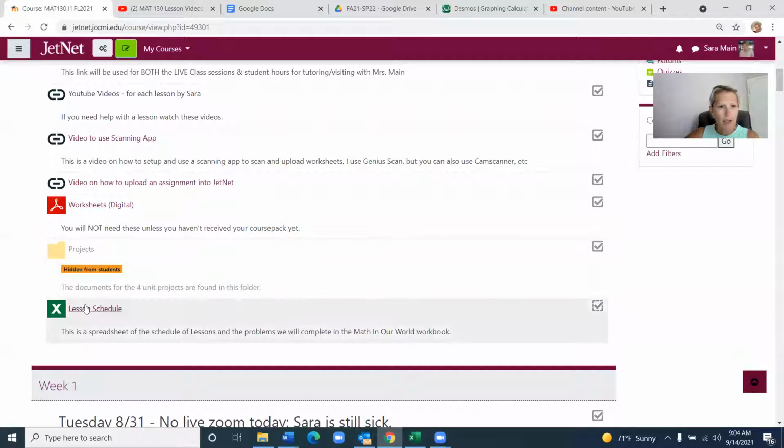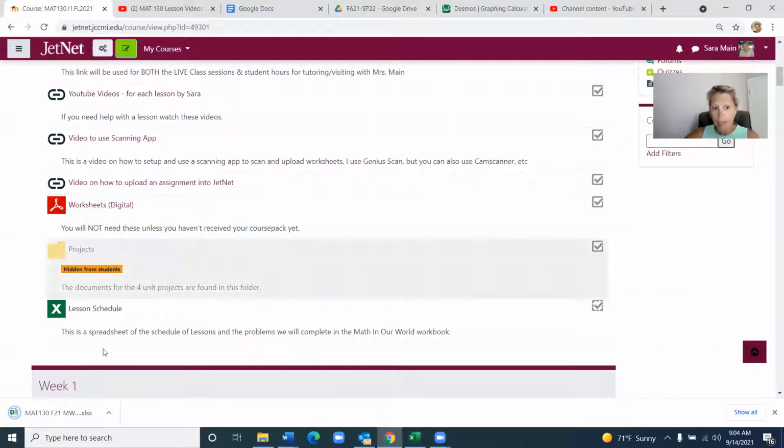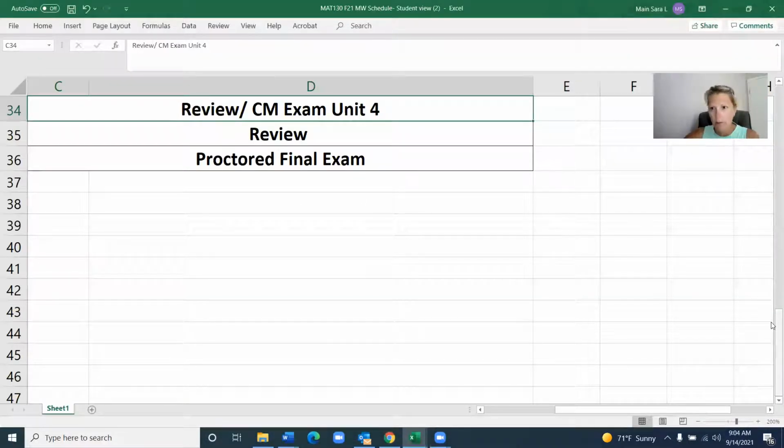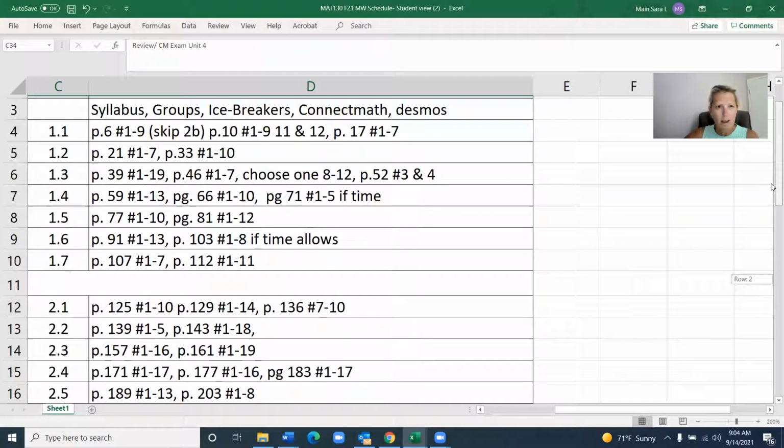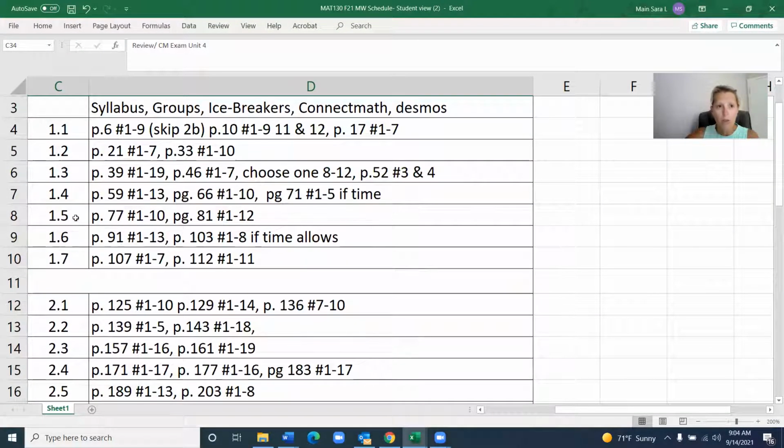And then down here at the bottom, it's our lesson schedule. If you click on that, disregard the dates, because I didn't bother with the dates. We meet twice a week, and essentially, even if you're not in the live sessions, you have 2 lessons every week that need to be completed. But it at least tells you what problems we're working on in the math in our world for each lesson.